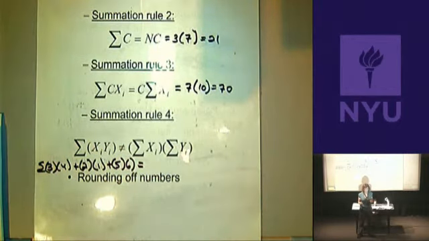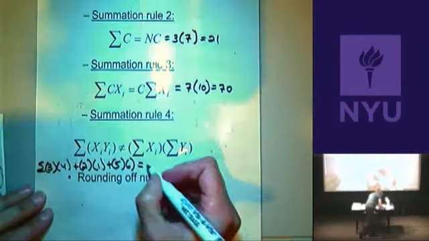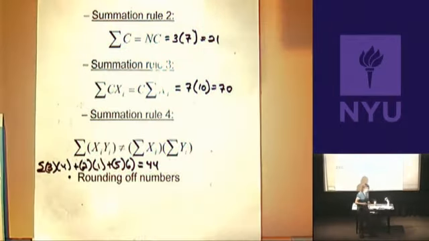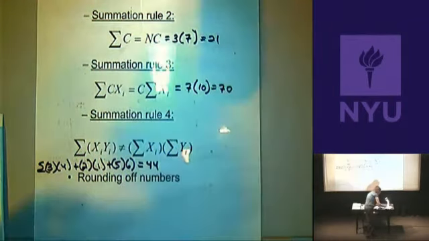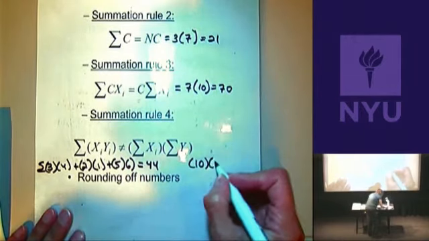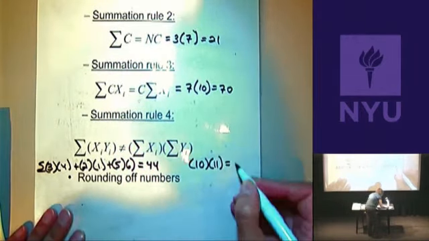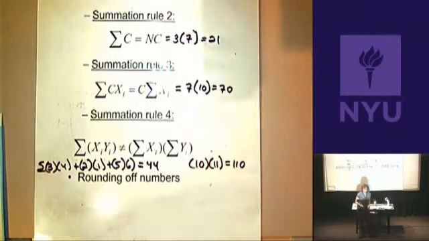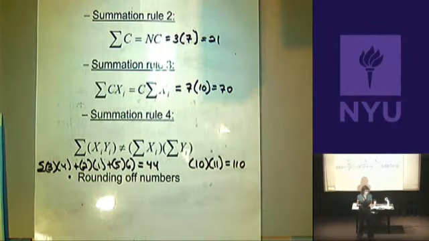44, good. Right, that equals 44. What is the sum of x times the sum of y? What was that equal to? Right, that was 10 times 11. Yeah, 110. Okay, so those two things are not equal to each other. Very simple, basic rules. Okay, questions on that?